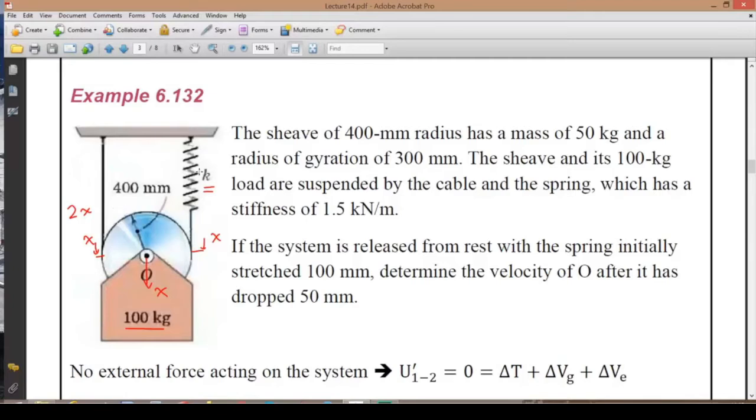What's going to extend here? The spring. So the spring will extend 2x if this O point moves by x. So this is what we can see directly from this figure.